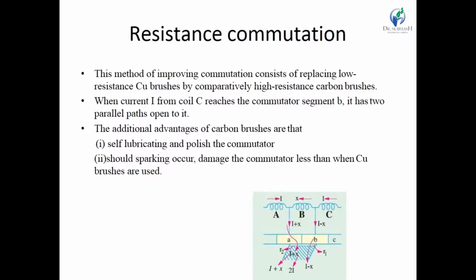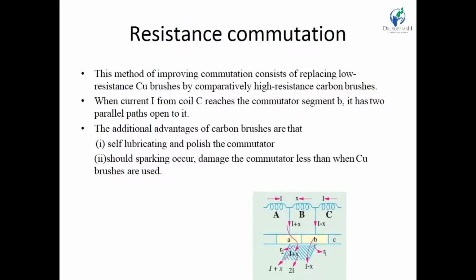Here is the resistance commutation. In this figure, for resistance commutation, the low resistance copper brushes are replaced by comparatively high resistance carbon brushes. In this figure, understand the resistance commutation.